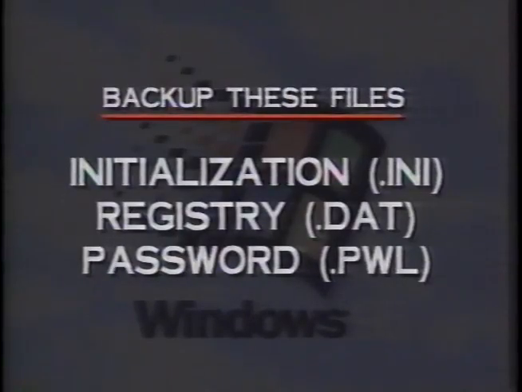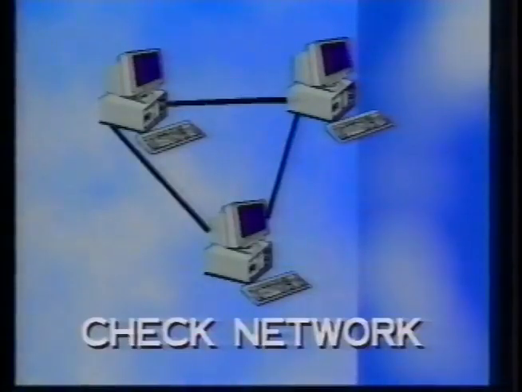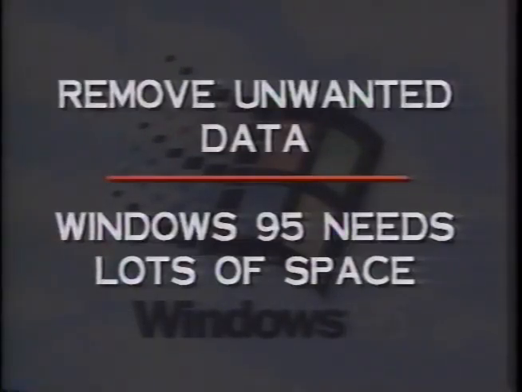Also, it is wise to back up the following files from the Windows directory: initialization files, registry files, and password files, and any network configuration files and logon scripts you may have. Make sure your network is working properly before installing Windows 95, since it will use these settings as a configuration. Also, it makes sense to get rid of any unwanted programs and data, especially if your hard disk size is limited. Windows 95 can gobble up large amounts of disk space.